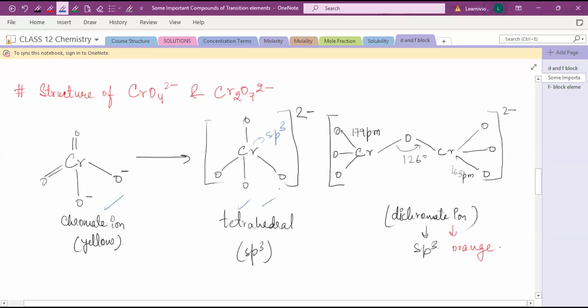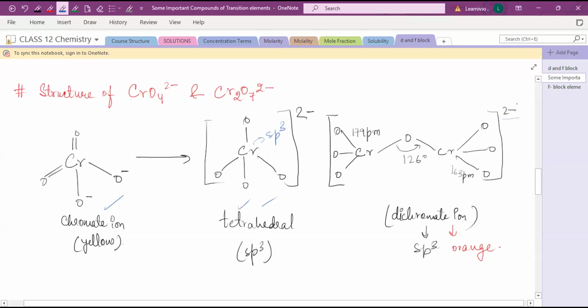Now, what about the dichromate? So when two chromate ions combine together, this is your CrO3, here CrO3, and when it combines with other CrO3 by this oxygen linkage, this is your dichromate ion. Dichromate, two chromate ions linked together via this oxygen linkage, right? So you can see this is a chromium, 3 oxygen here, oxygen, chromium and other 3 oxygen. And here the charge will be 2 minus. Cr2O7 2 minus it is.